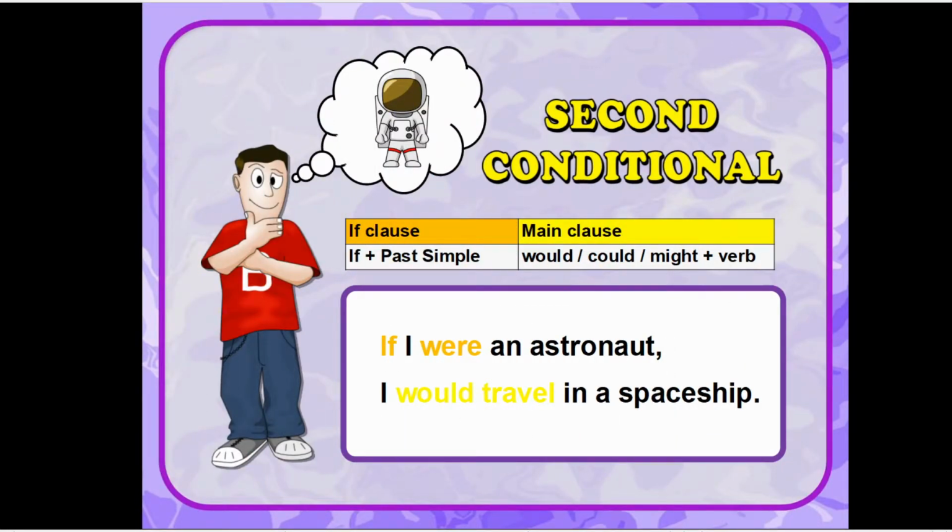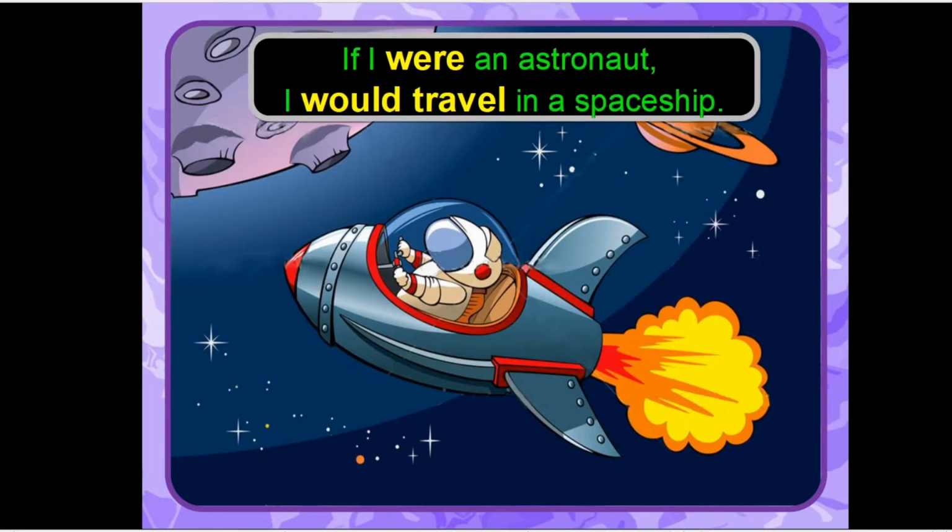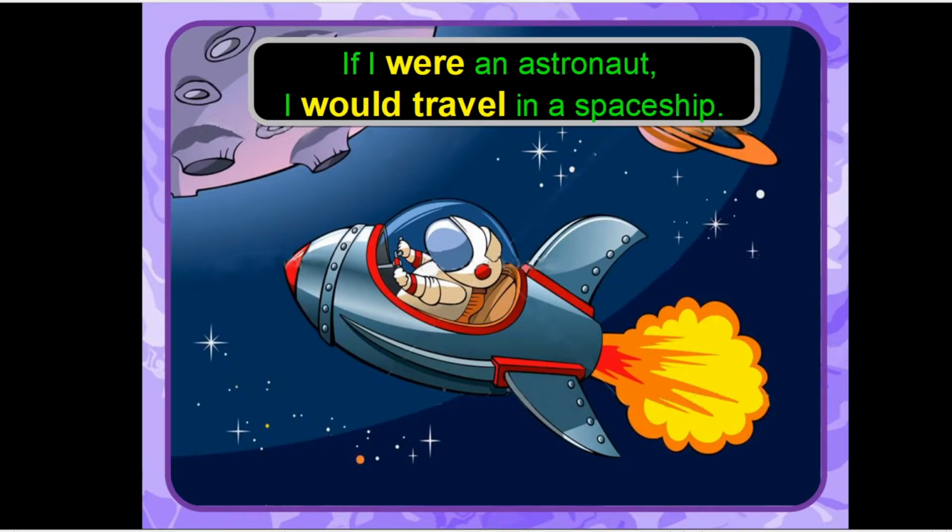Second conditional. We have the if clause, which is if plus the past simple form, and the main clause, which could be would, could, might, plus a verb. If I were an astronaut, I would travel in a spaceship.